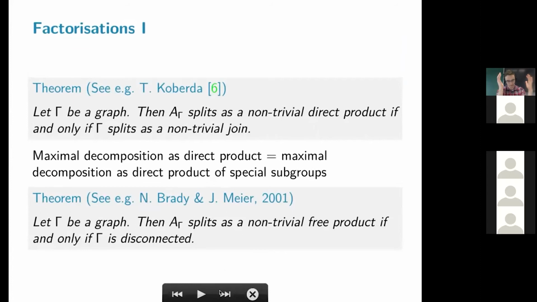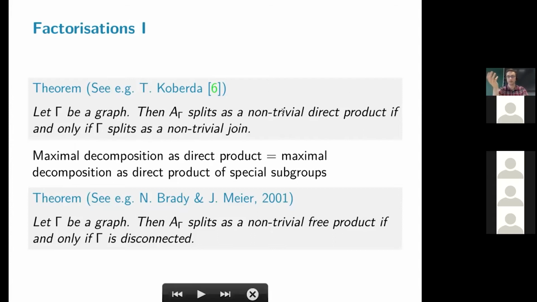So we've dealt with isomorphisms. We've dealt with some subgroups. And now I will go back to the factorizations I spoke of earlier in terms of special subgroups. I said a priori it is possible that your right-angled Artin group splits in another way as a direct product than as a direct product of right-angled Artin groups. But this is not the case.